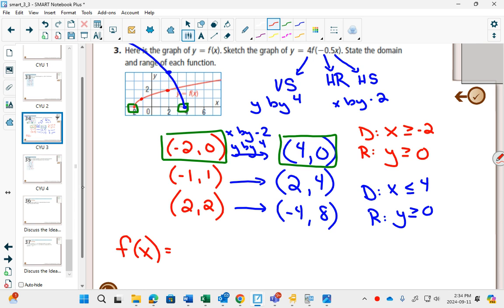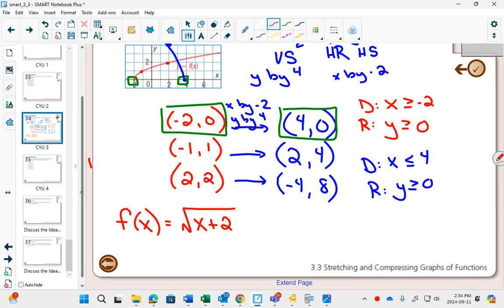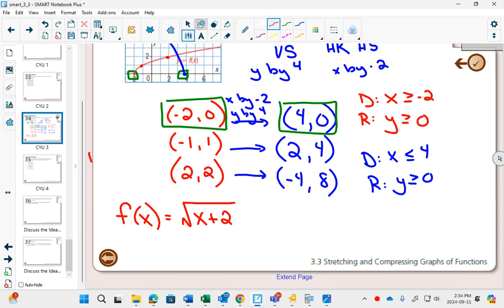As far as explicit notation goes, you should be able to recognize this graph. Can you see that the red graph originally is a square root graph that has been moved 2 to the left? And so if we were writing the explicit equation, x's are liars, that would be the square root of x plus 2.